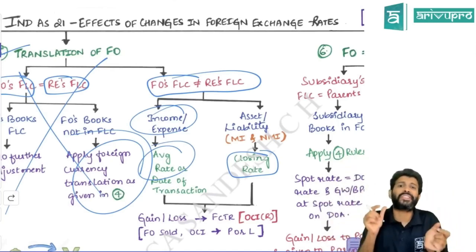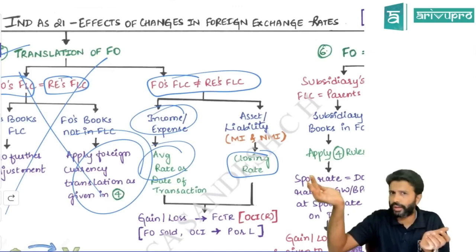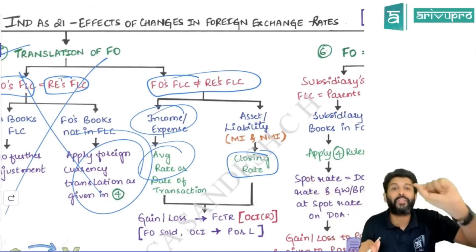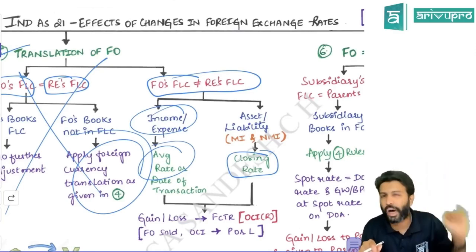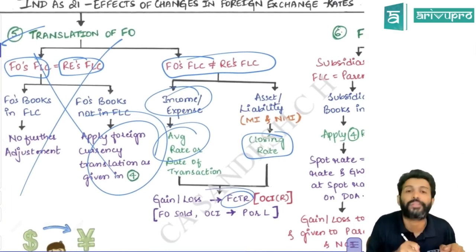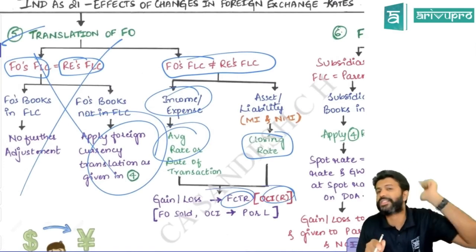So when you convert this trial balance, you're not converting at the same rate. For one you're using average, for another you're using the closing rate. So the trial balance will not match. There will be a difference. The difference you will accumulate in one reserve called FCTR, Foreign Currency Translation Reserve. This is an OCI item, and it is a reclassifiable OCI.